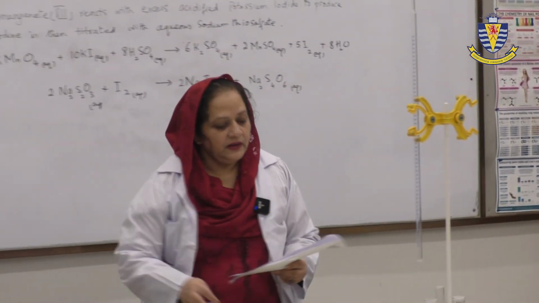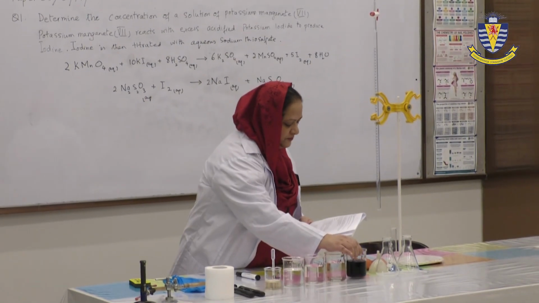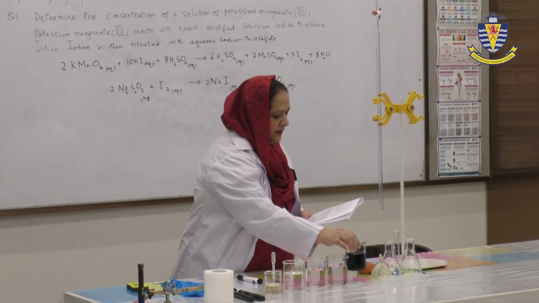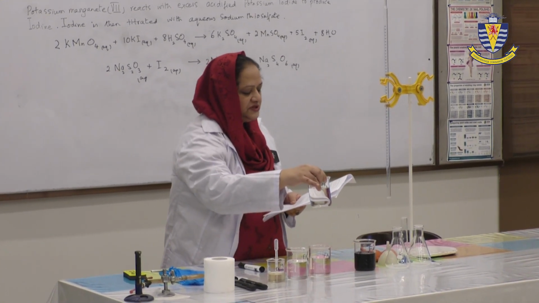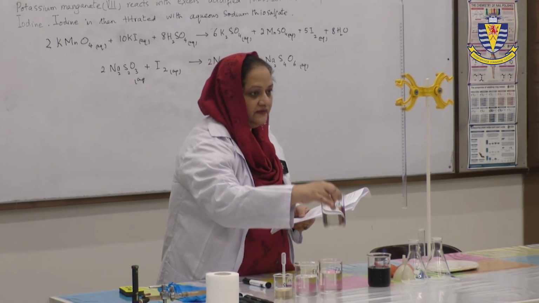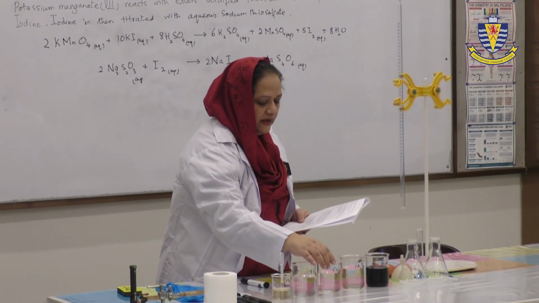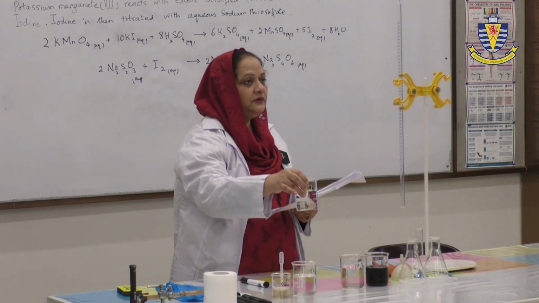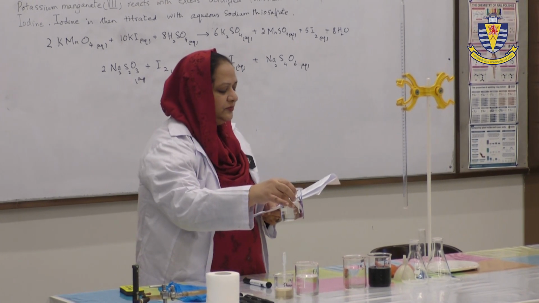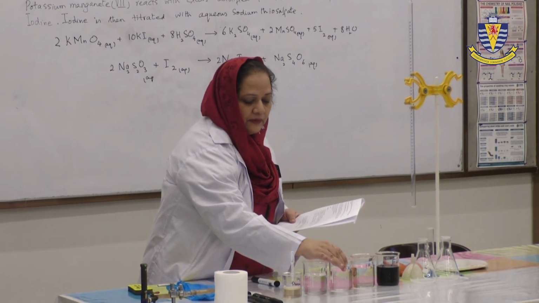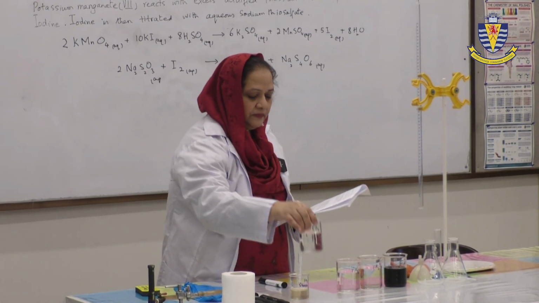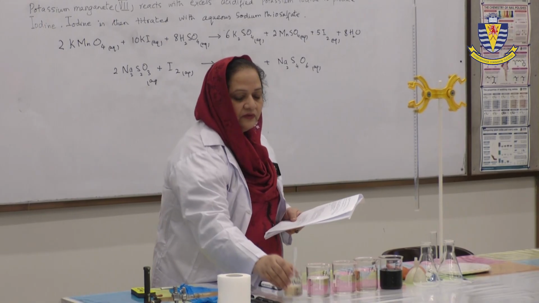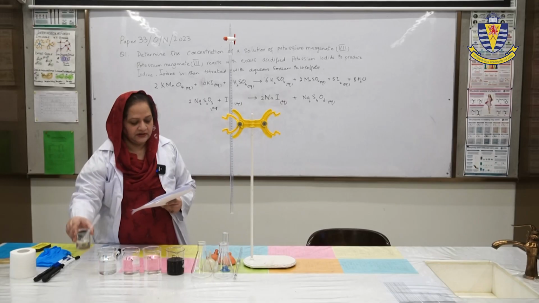You are provided with FA1. It is an aqueous solution of potassium manganate(VII). FA2 is a potassium iodide 0.5 mol per dm³ solution. FA3 is 0.120 mol per dm³ sodium thiosulfate. FA4 is a dilute sulfuric acid, and FA5 is your indicator solution, starch indicator.